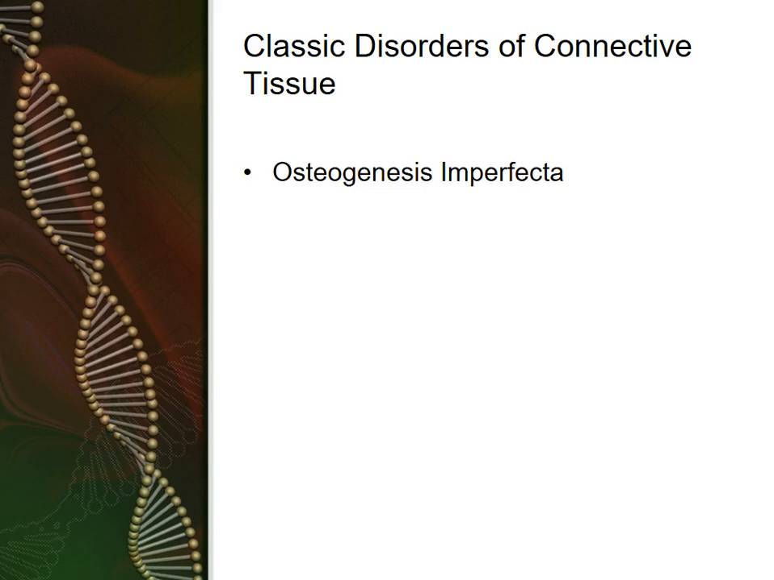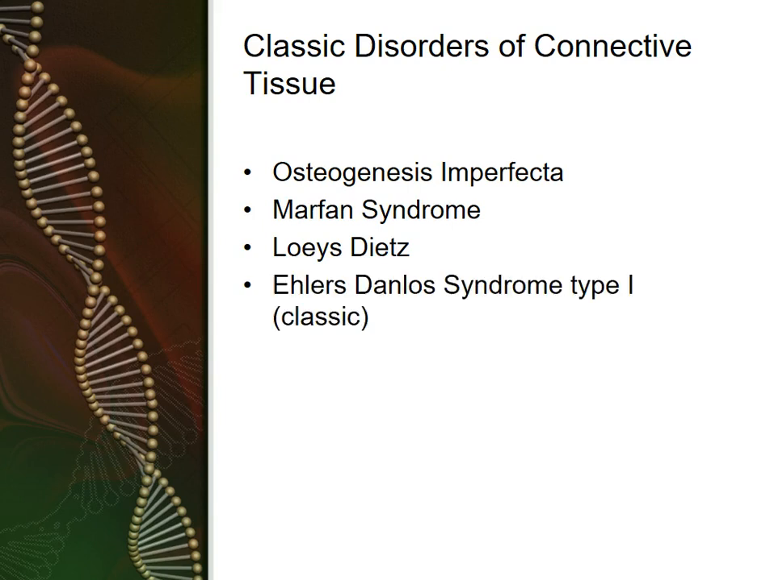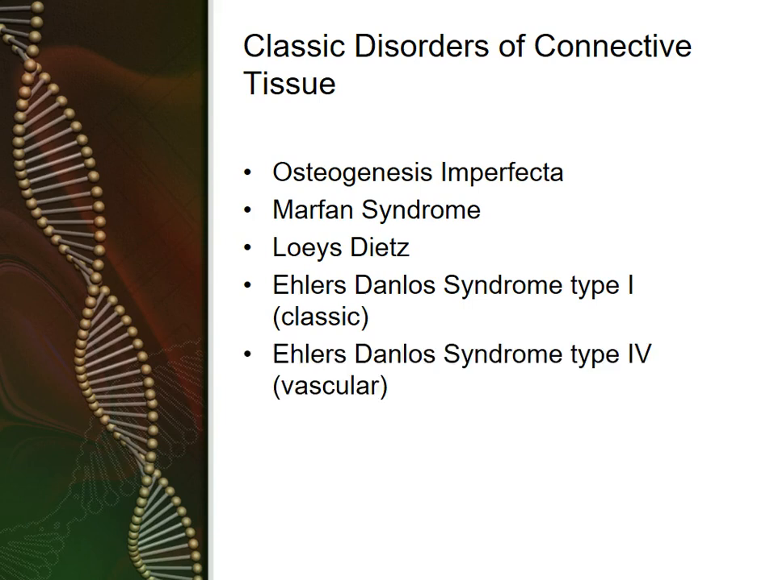Classic disorders of connective tissue include osteogenesis imperfecta, which affects bones, Marfan syndrome, Loeys-Dietz, that's more in connective tissue. There were two guys named Ehlers and Danlos that named a bunch of things that have little to do with each other. But there's Ehlers-Danlos type 1, which is a classic form, and Ehlers-Danlos type 4, which is a vascular form.